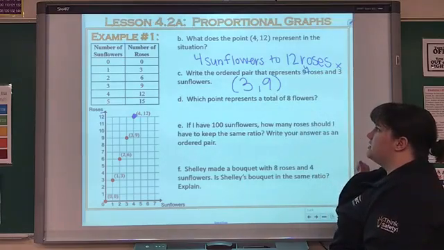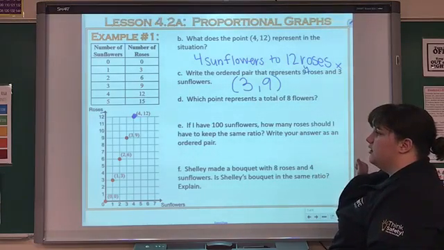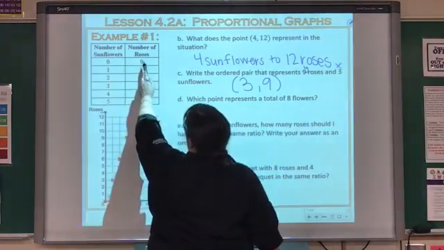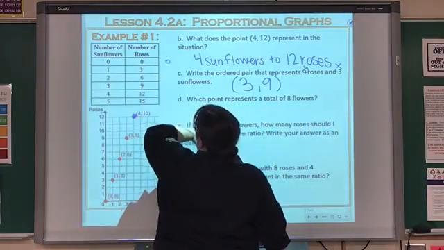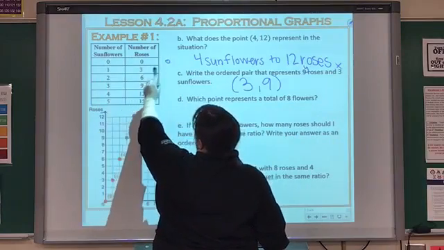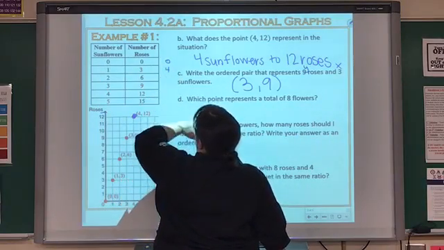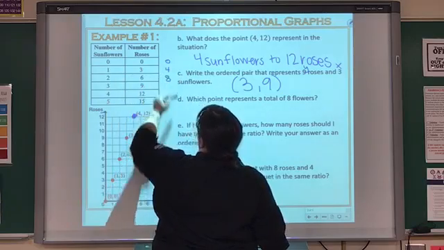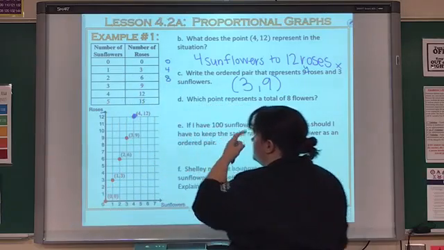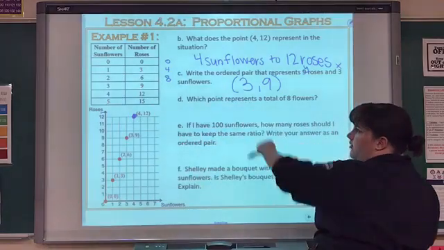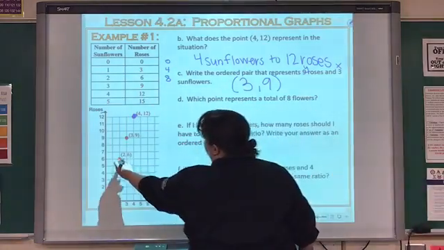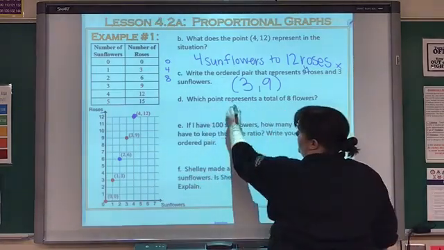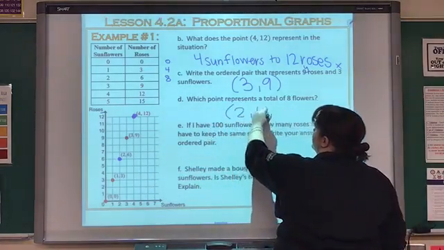Which point represents a total of 8 flowers? Well, what we can do is we can look, if we have 0 sunflowers and 0 roses, that means I don't have any flowers. 1 sunflower and 3 roses gives me 4 flowers. 2 sunflowers and 6 roses gives me 8 flowers. So I need to go to the coordinate point that matches with that on the table. It's right here. And that point is 2, 6.